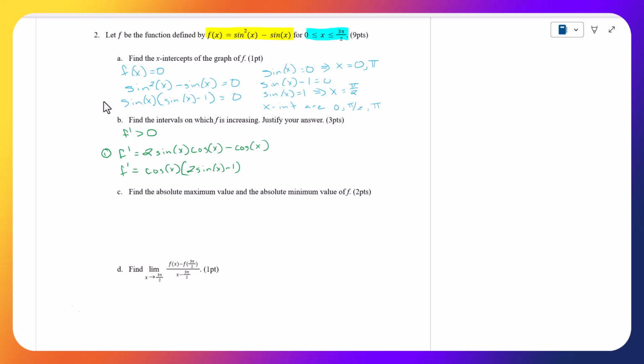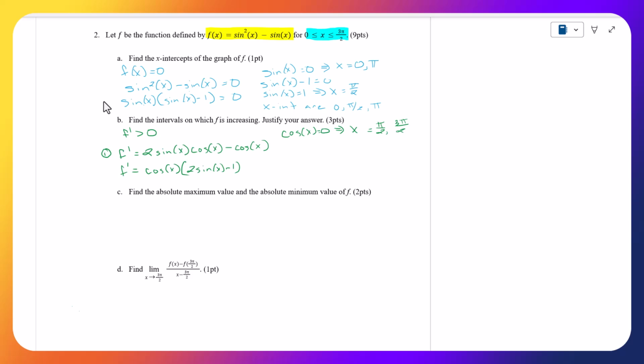Cosine of x equals 0. That one will be really fast. Cosine of x equals 0 implies that x equals pi over 2 and 3 pi over 2. Because 3 pi over 2 is on our interval, we are including it. This is just knowing your unit circle.